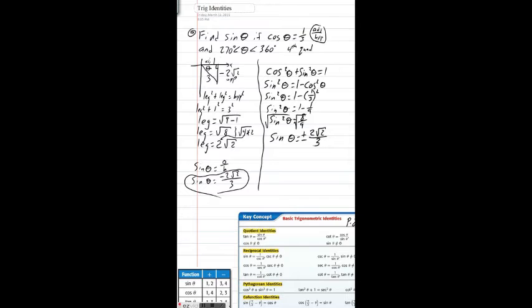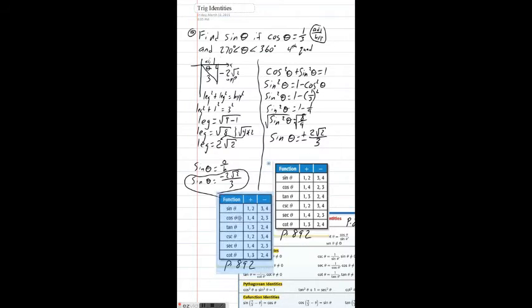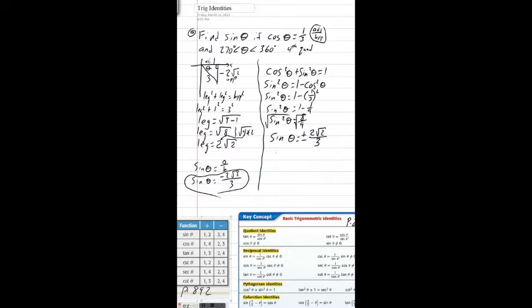And now, if we come down here and we look at this, in the fourth quadrant, sine is negative. Alright, so sine of theta is equal to negative 2 times the square root of 2 over 3.